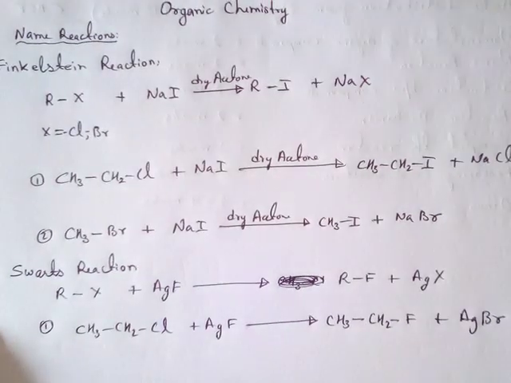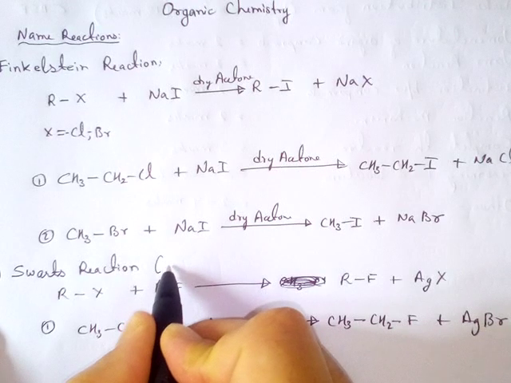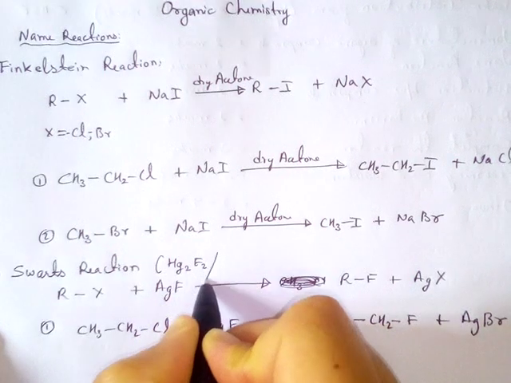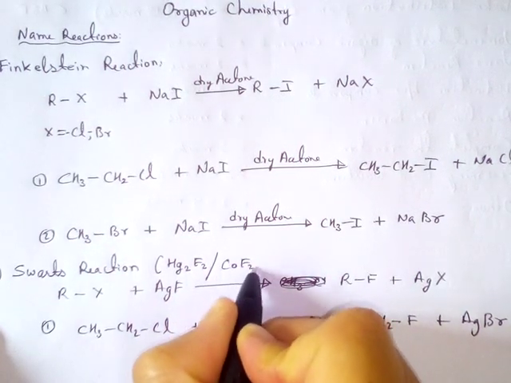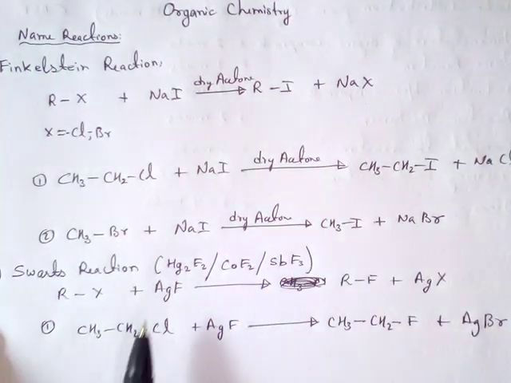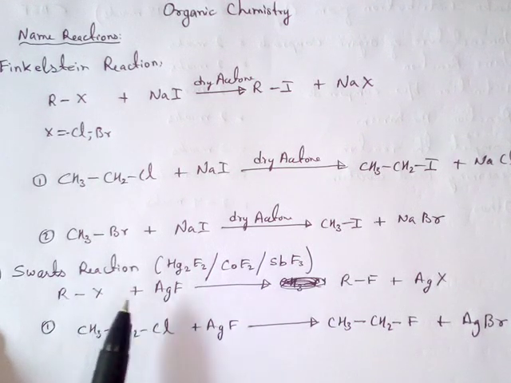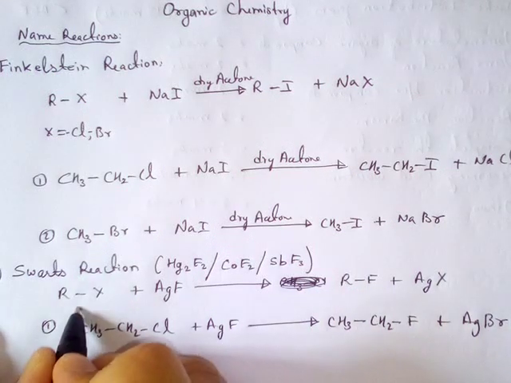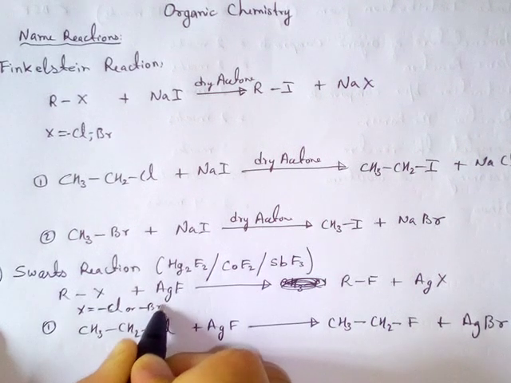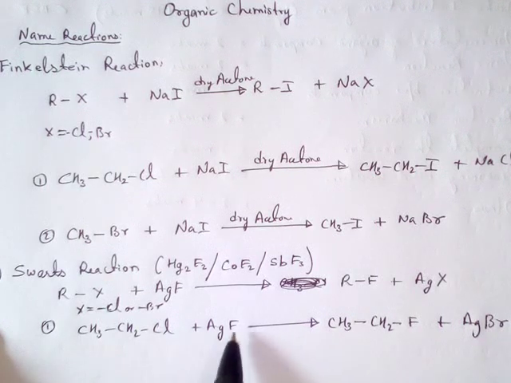Now instead of AgF, we will have a set of reagents. That could be Hg2F2 or CoF2 or SbF3. You can use any of these reagents to convert this alkyl halide into alkyl fluoride. Here remember, X must be either chloride or bromide. So this chloride will be replaced by fluoride.